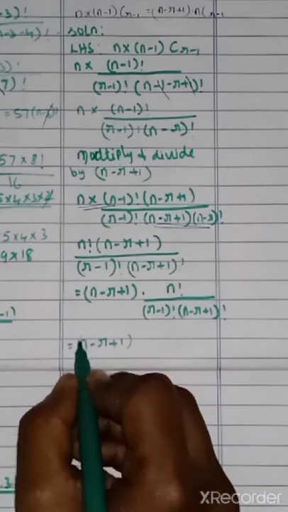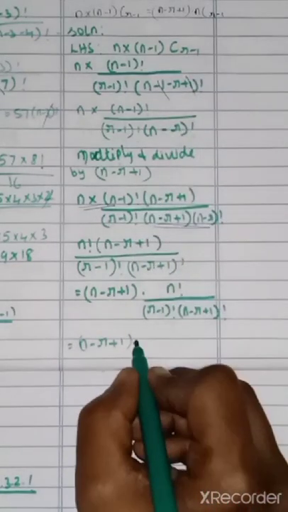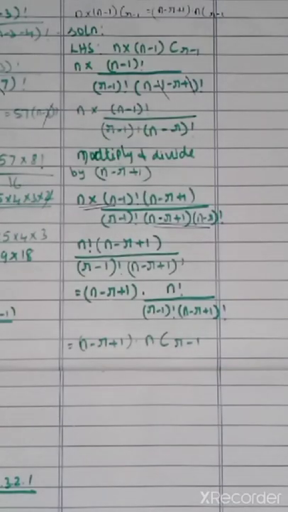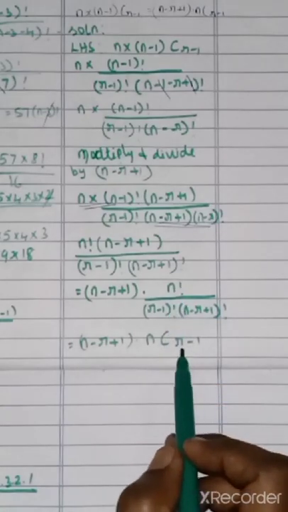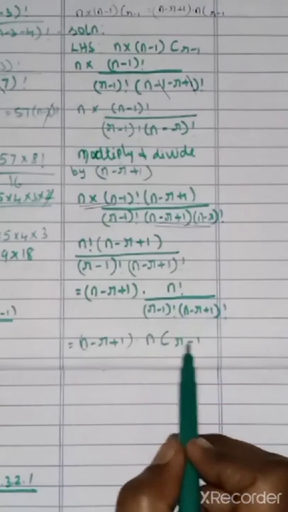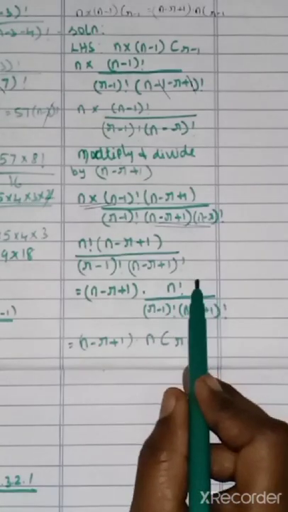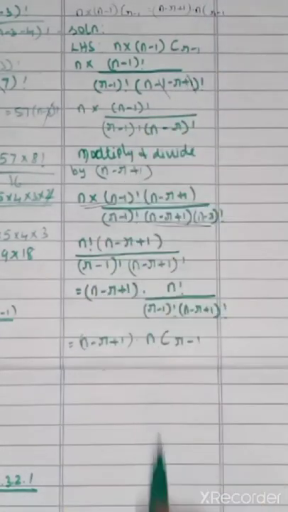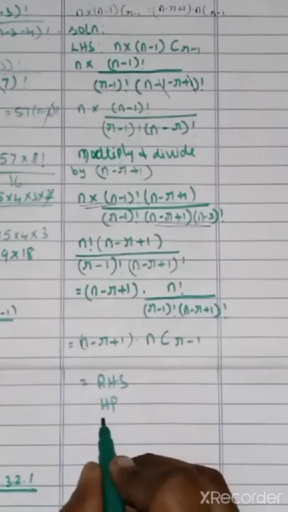Okay, now instead of this I'm going to write nC(r minus 1). Now look at here. If we apply the combination formula, nC(r minus 1), what is that? n factorial by (r minus 1) factorial, (n minus r plus 1) factorial. So are both the same? Yes. So for this one we write the formula, that is nC(r minus 1). This only we were going to prove, that is your right hand side, hence it is proved.